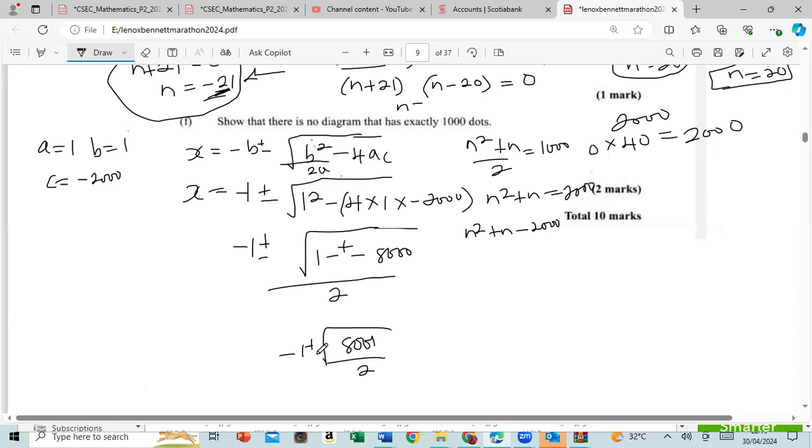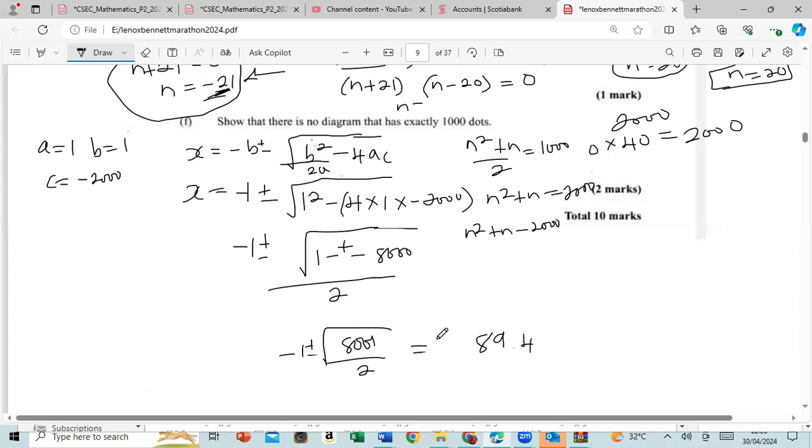I'm only tired now, guys, but in the exam I go longer than the class. So then we find the square root of 8001. Let me punch it on my calculator. Alright, the square root of 8001. I'm going to get 89.4, to 1 decimal place.